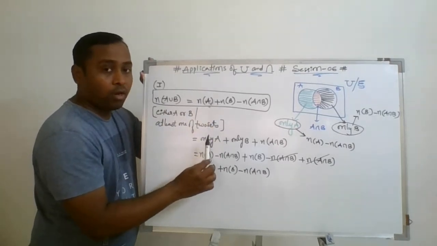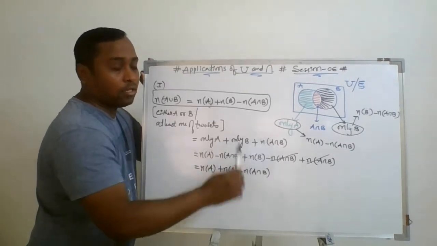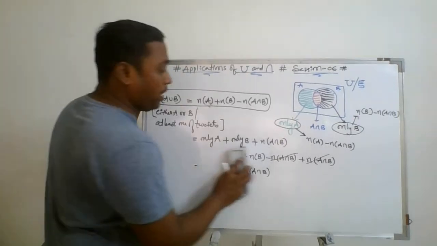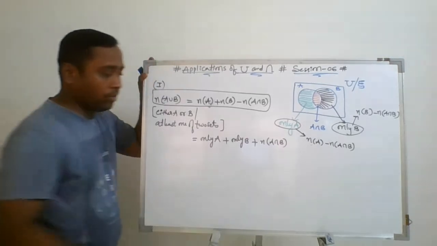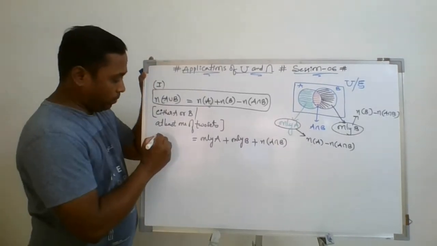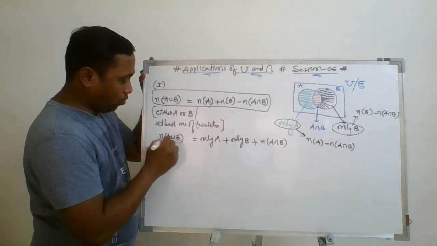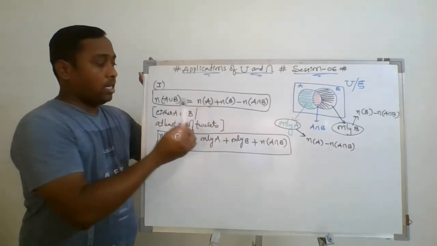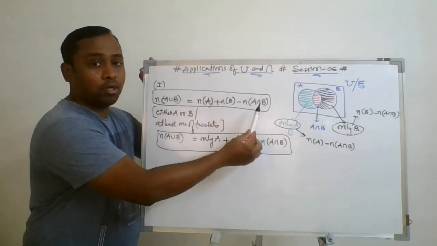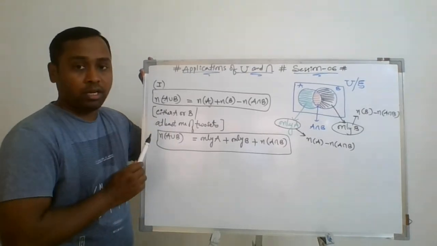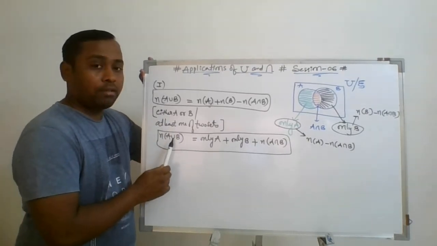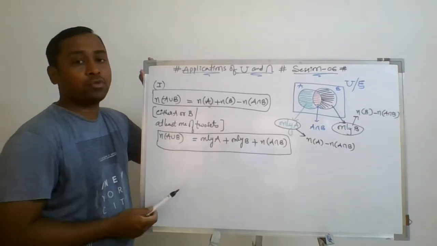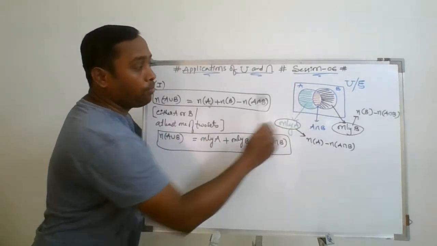Sometimes we use this formula: only A plus only B, sorry, plus A intersection B. So there are different formulas to express A union B. Here we have discussed two different ways of expressing A union B. First, number of A plus number of B minus number of A intersection B will give A union B. Similarly, we can also say only A plus only B plus number of A intersection B. There are two different ways to express the total A union B portion.